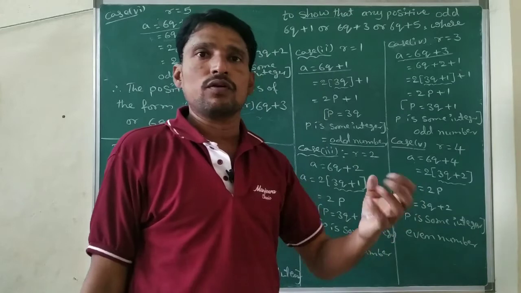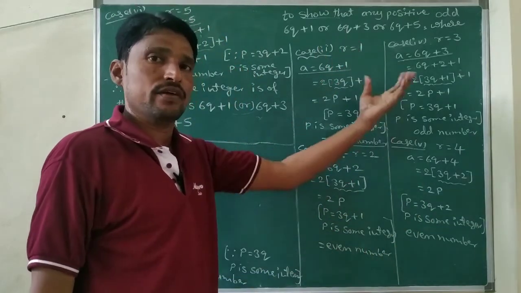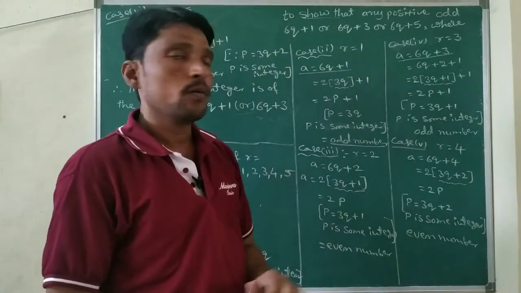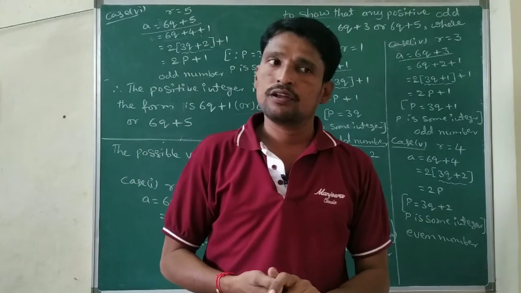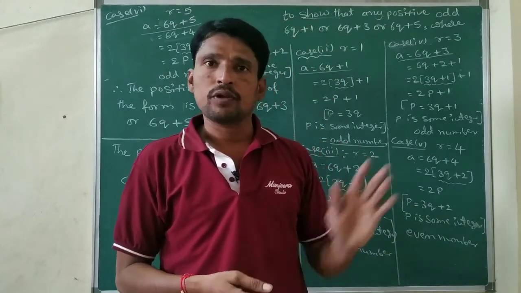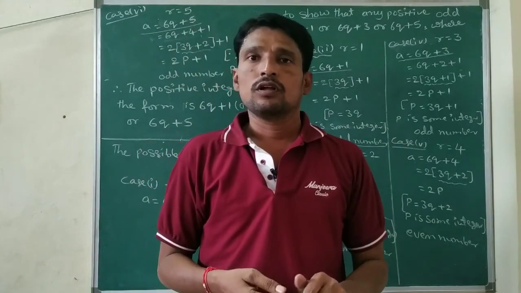If we know the general form of even numbers and odd numbers, we get the solution in an easy way. We have seen how to solve the problem by using the division algorithm. In the next video, we will discuss the same type of problem using the division algorithm.